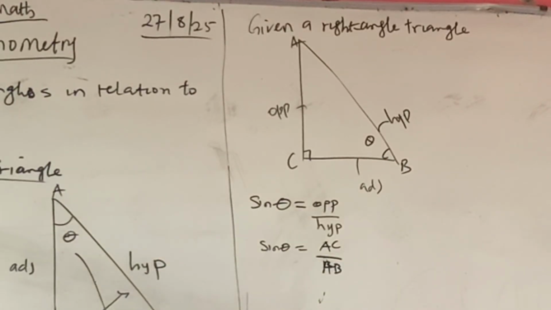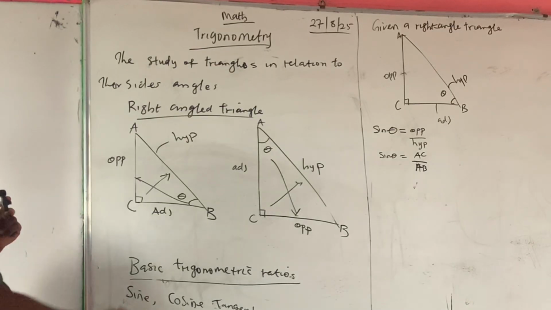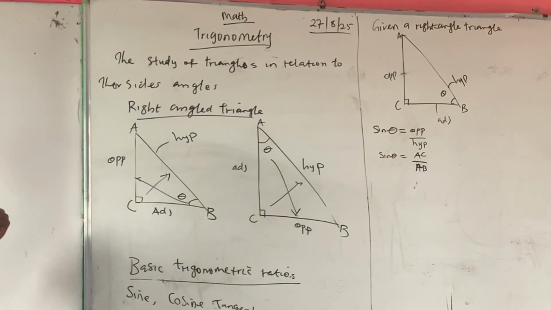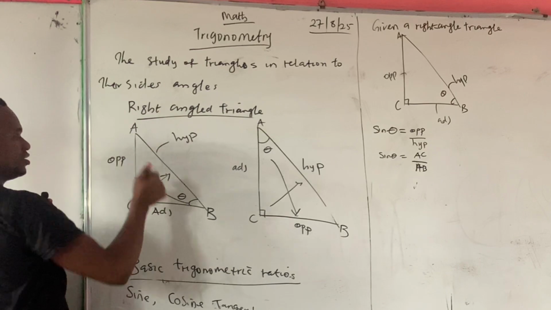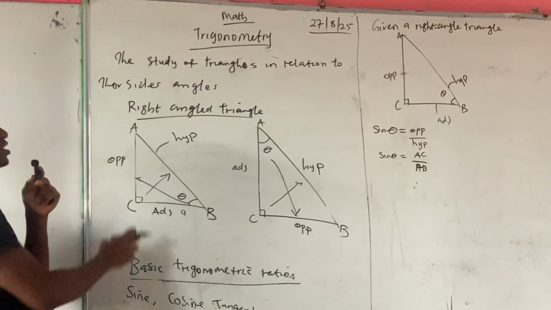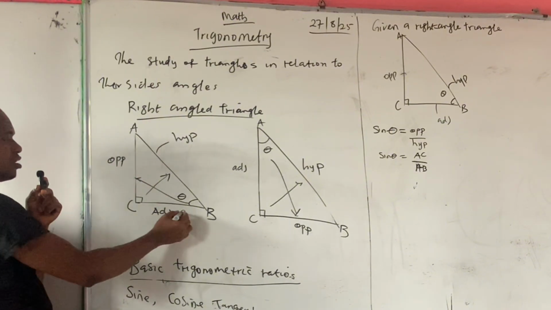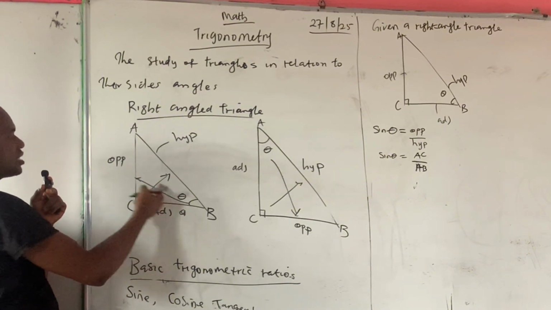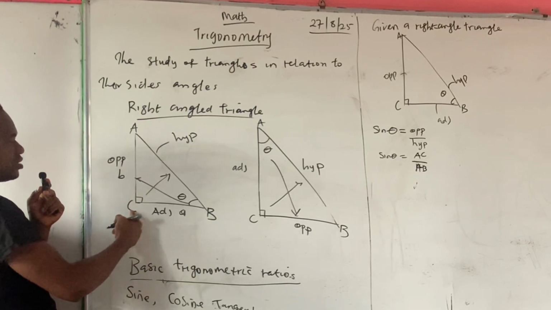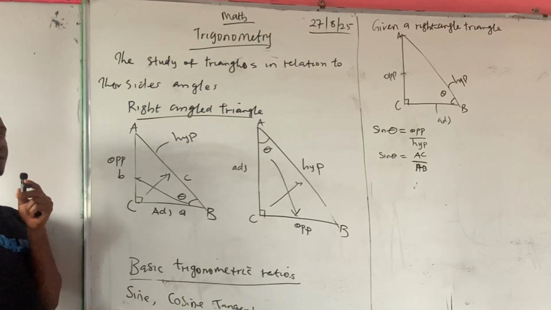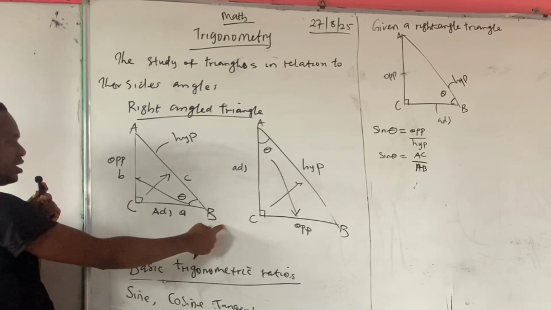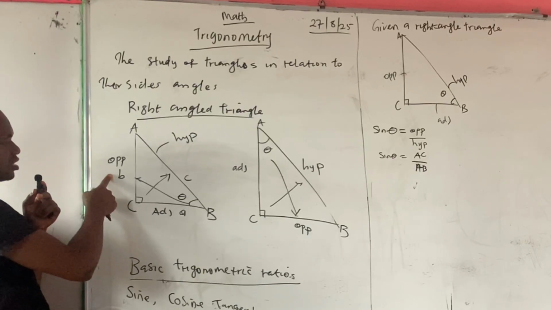One other thing we need to understand is, given any triangle, the capital letters are used to denote the angles, and small letters are used to denote the sides. So the side facing a capital letter is going to be represented with the small letter of that capital letter. If here is angle A, the side facing this angle is going to be called side a. If here is angle B, the side facing angle B is going to be called side b, and the side facing angle C is going to be called small letter c.